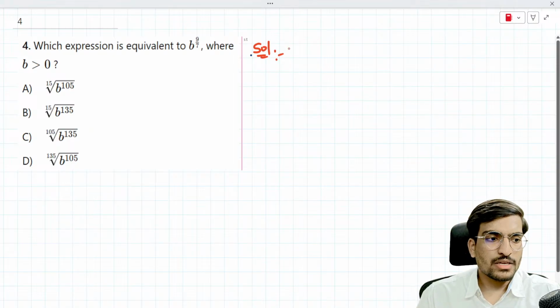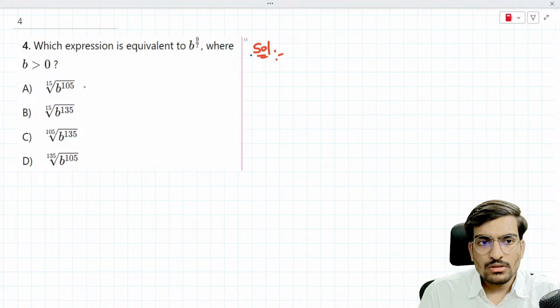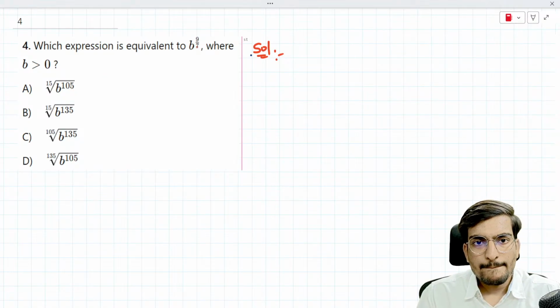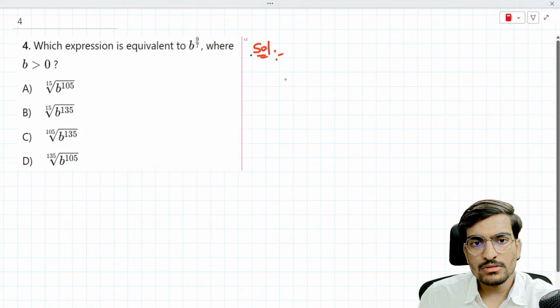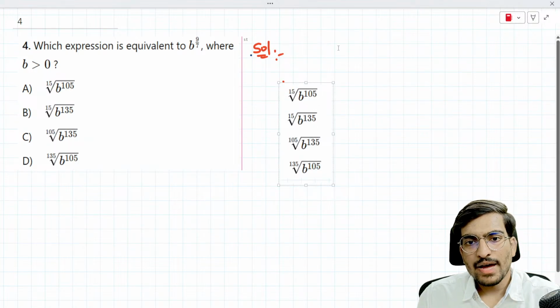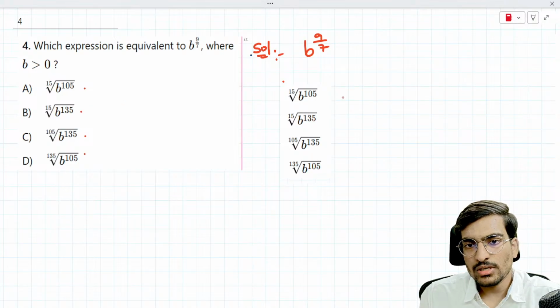Which expression is equivalent to b raised to the power of 9 by 7? If you solve all these, you are going to get b raised to the power of 9 by 7, but which one is that? We have to check all 4 options to see which matches b raised to the power of 9 by 7. We have to solve all the options, that is the only thing left.